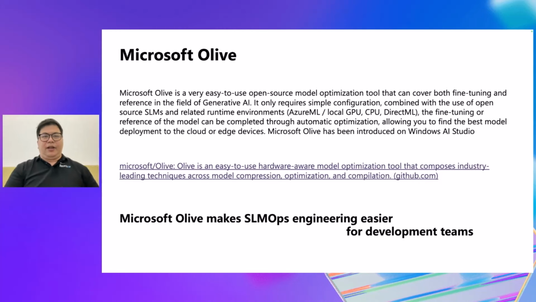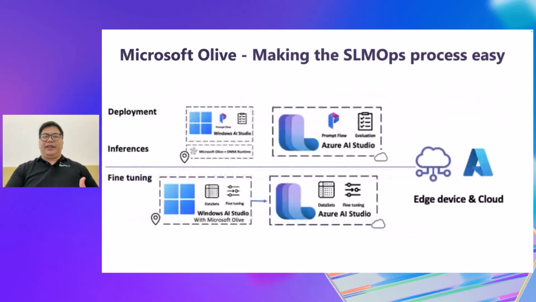Another thing is the conversion. You can convert the fine-tuned model or a Hugging Face model to ONNX, and deploy it very easily in the cloud or on edge devices. So this time you can access this link to access Microsoft Olive. It's very easy to do this. We can see the Phi-3 with Microsoft Olive making the SLM ops process easy.